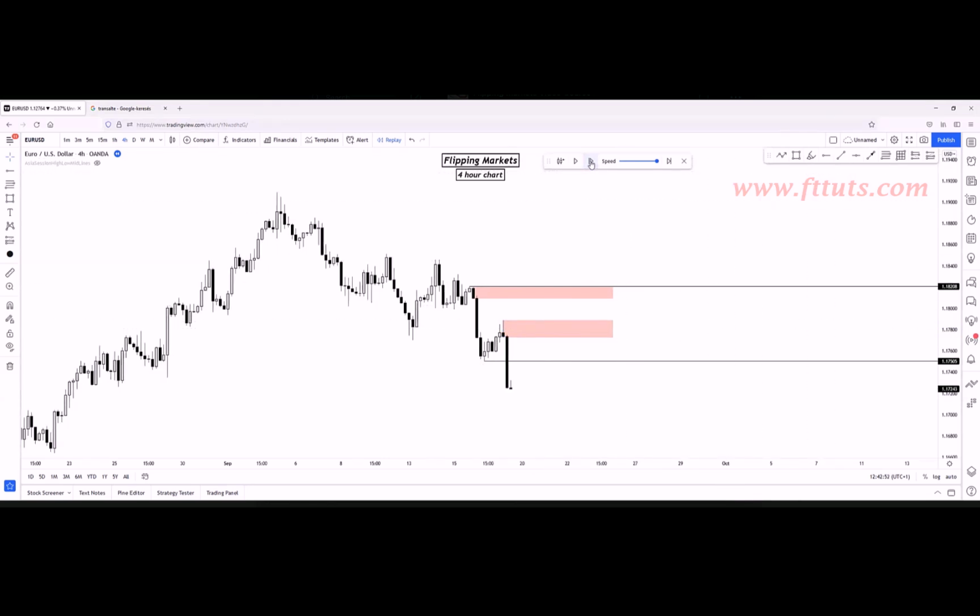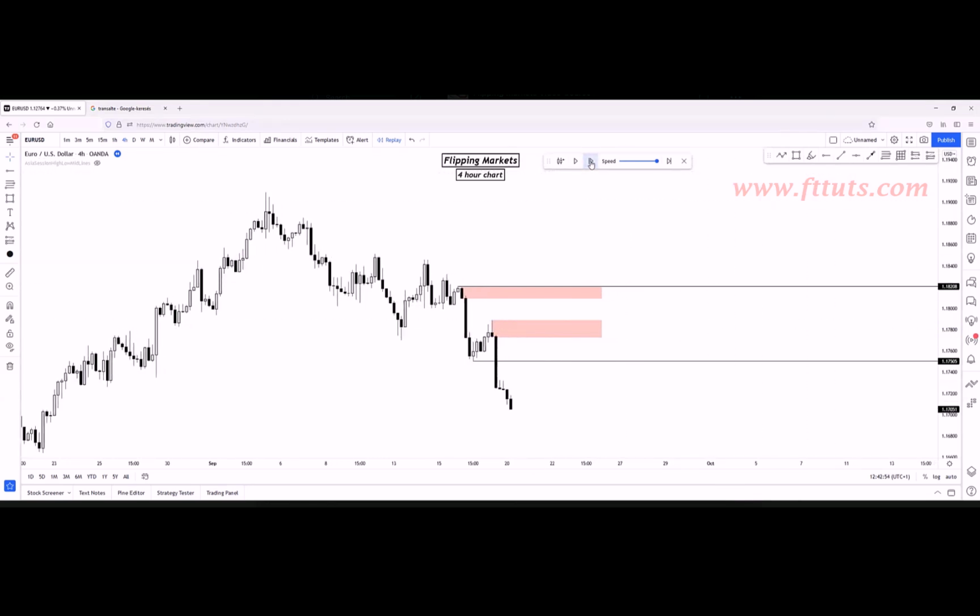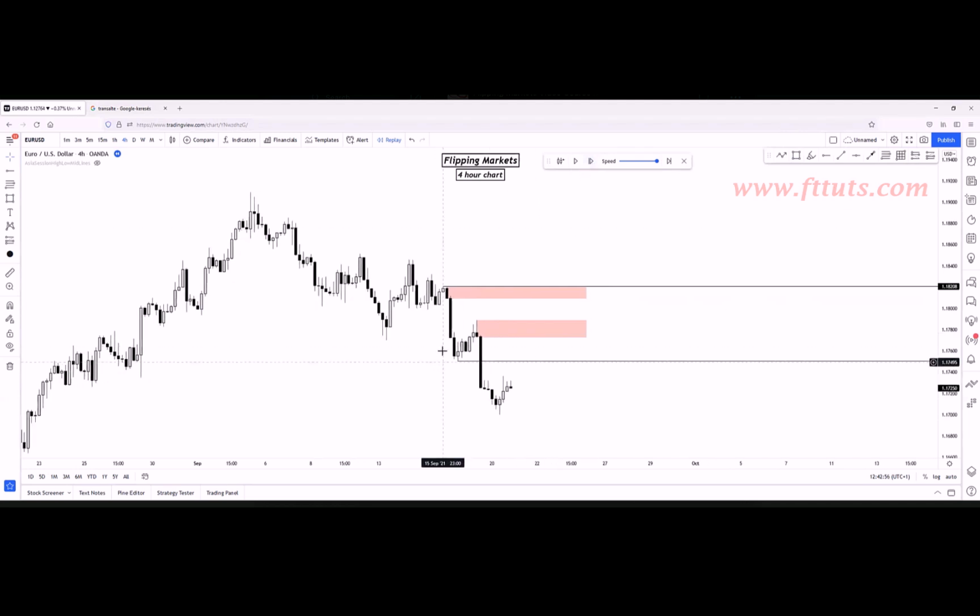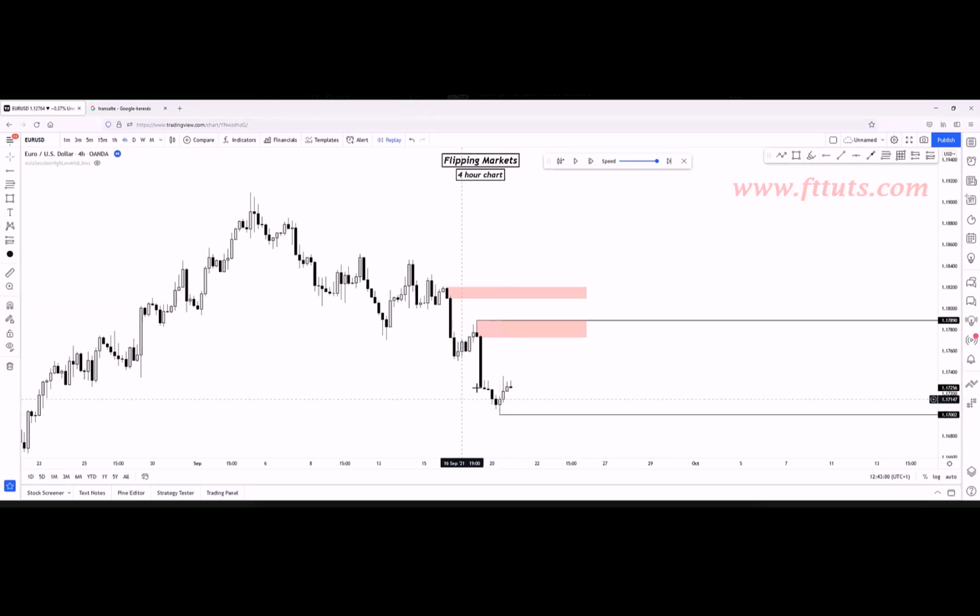Okay, let's play price. Waiting for a pullback. Okay, the pullback happened. So we are currently moving in this range. As soon as this low breaks, it will create a break of structure to the downside and will form a new supply zone.